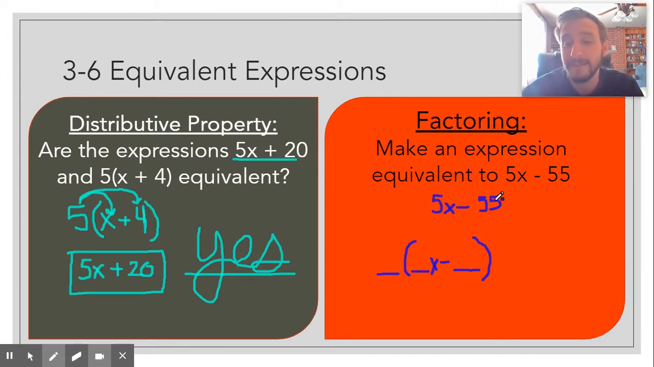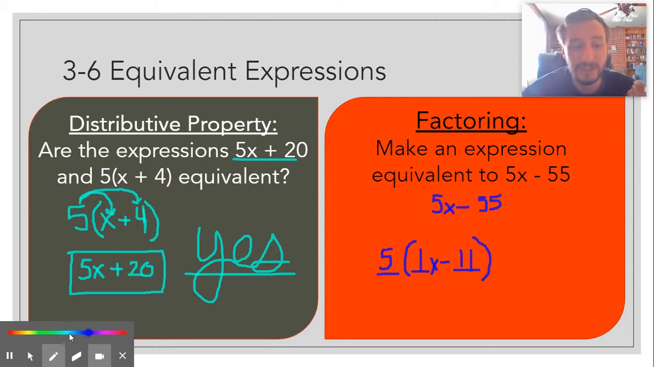So looking at 5 and 55, what is a number that we know can divide into both 5 and 55? Well, what number do we see written 3 times here? 5. 5 goes into 5, and 5 goes into 55. Well, how many times? 5 times 1 gives us 5, and 5 times 11 gives us 55. And this is our answer. This expression that we just made is equivalent to this expression because they're the same thing.